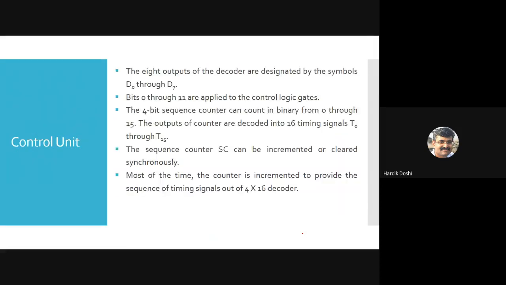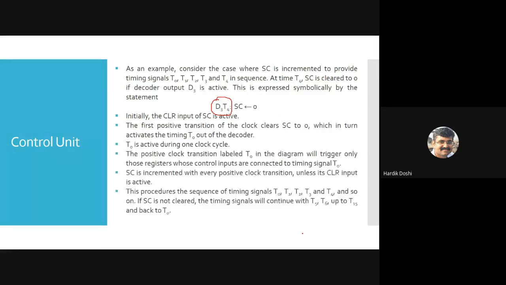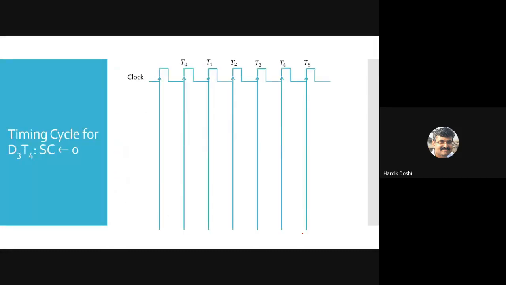Let's see this operation with respect to waveforms. The clock is going, see, this is the clock going T0, T1, T2, T3, T4, T5 till T16. This will continue till T16 because our sequence counter will generate T15. Our sequence counter will start from T0 till T15, so total 16 ticks it will be generating.